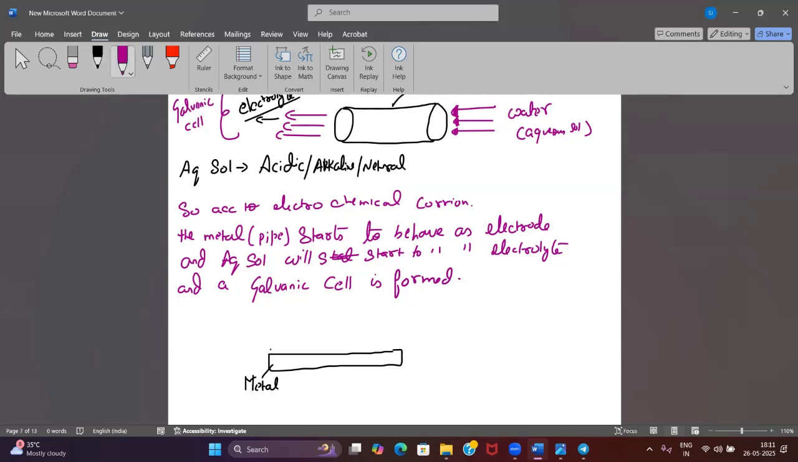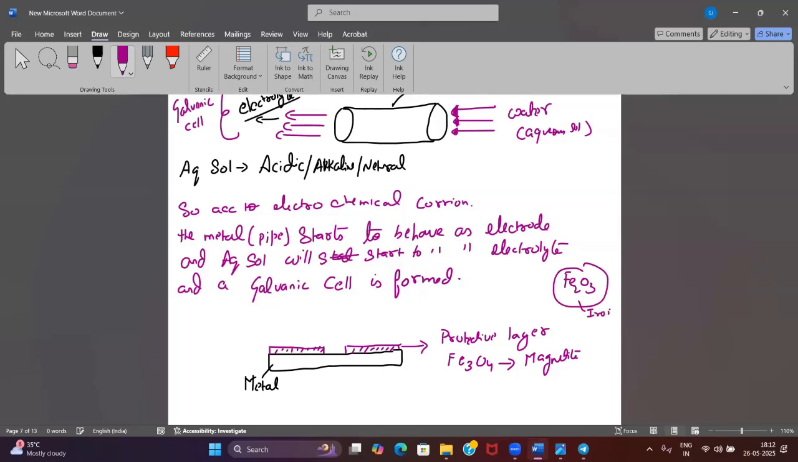Suppose this is my metal surface, and I told you there is a protective layer on your boiler tubes, and that protective layer is known as magnetite, Fe3O4, iron magnetite and not iron oxide. And this will prevent any further corrosion. Iron oxide is your Fe2O3, which is known as rust. यही बनेगा अभी, ठीक है?